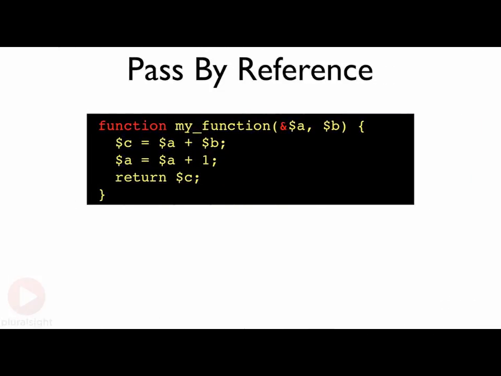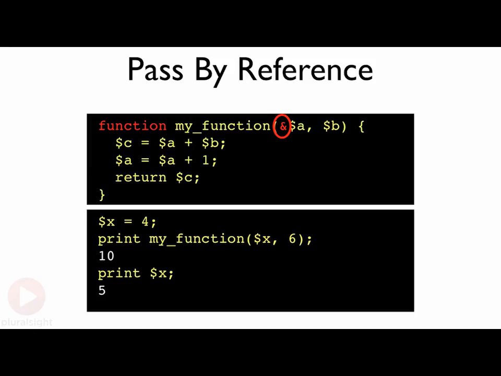In PHP, we can also pass parameters by reference. We can see this in the syntax by the addition of the ampersand before the parameter a. This will change the behavior of our function slightly when called. If we look at our previous example again, where we have the variable x equal to 4, the first print statement that's printing the result of my_function will still be 4 plus 6, which is the value of c. So it'll still print 10.